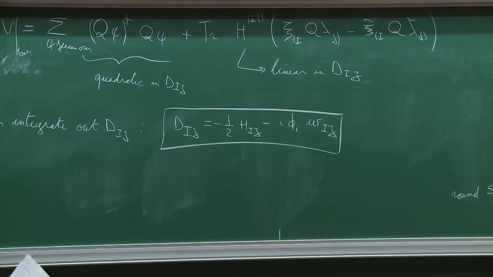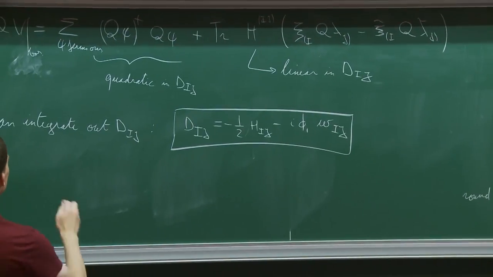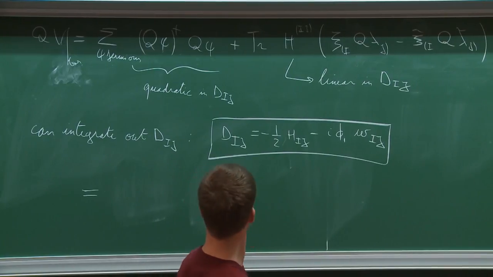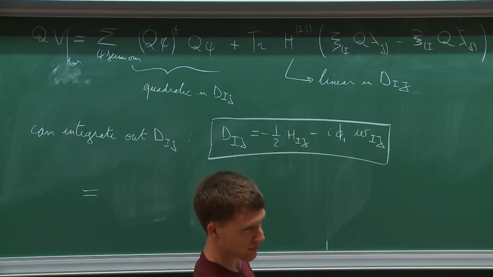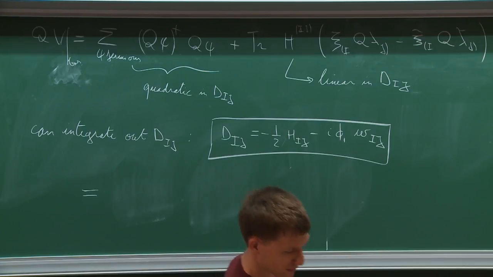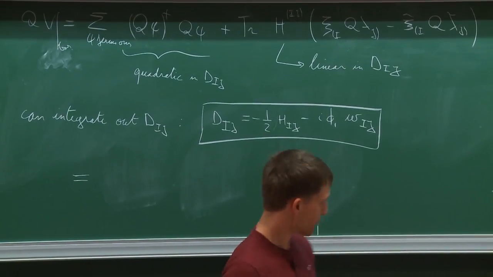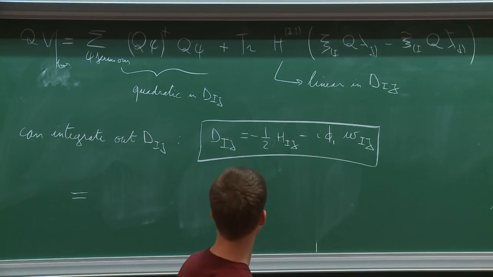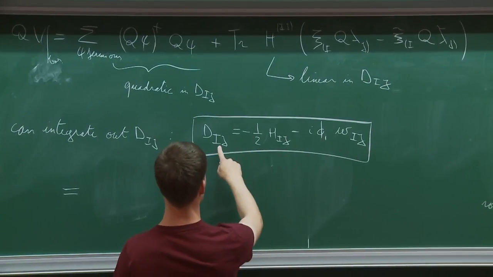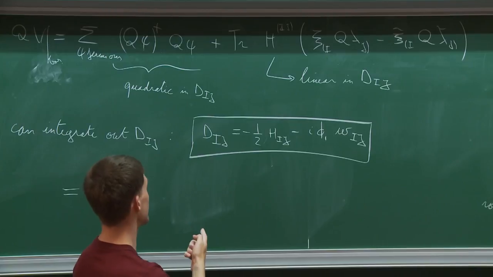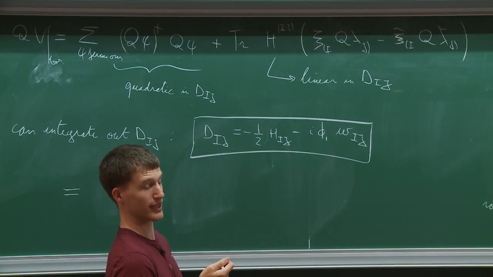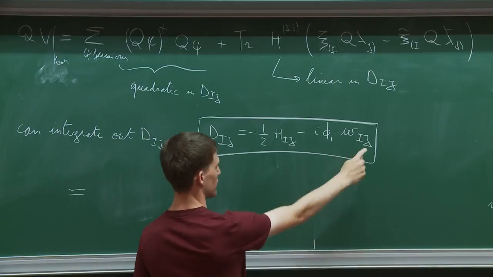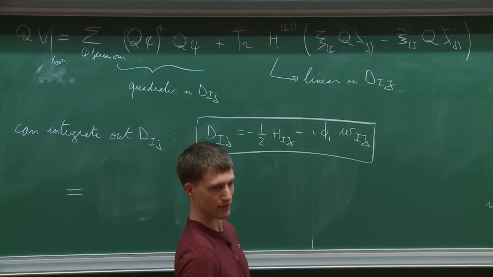So okay, I can do this. I can integrate out dij. At the moment, that doesn't seem to have bothered me all that much. The question, or the worry, is that when I integrated out dij, my transformation rules went off shell. That's the worry. But really, I know how they went off shell, so to speak. Dij is just this, so I just substitute this in the transformation rules, and I'm still fine.